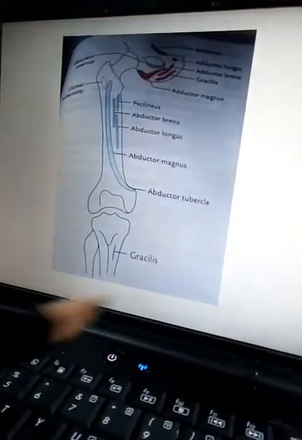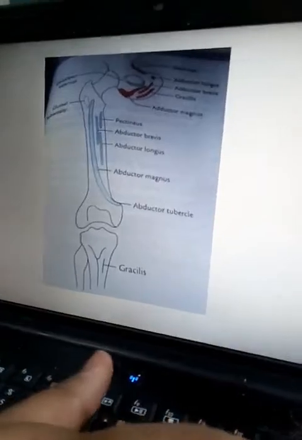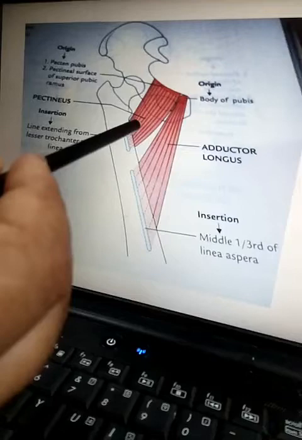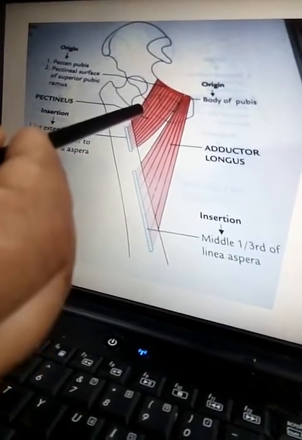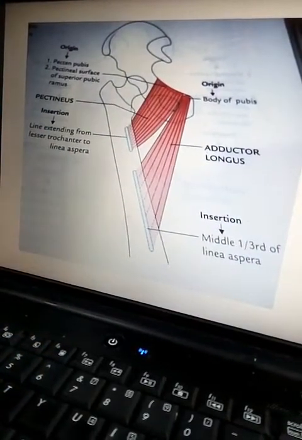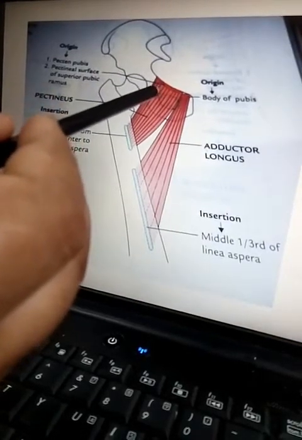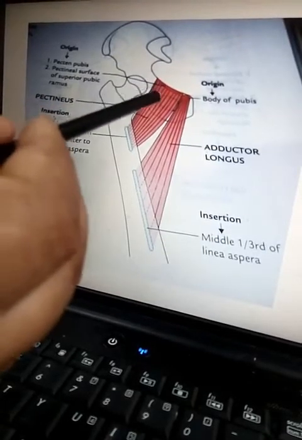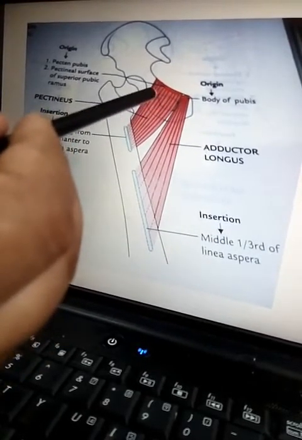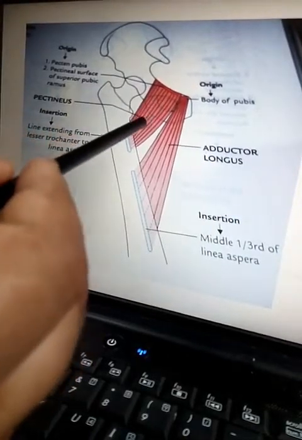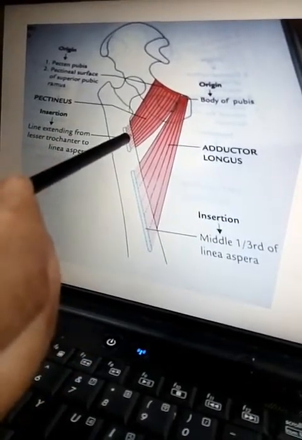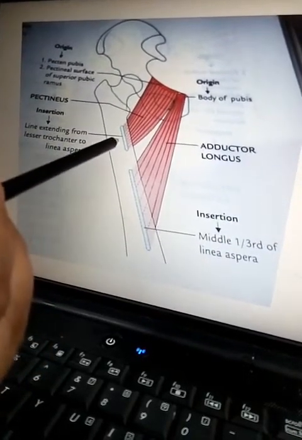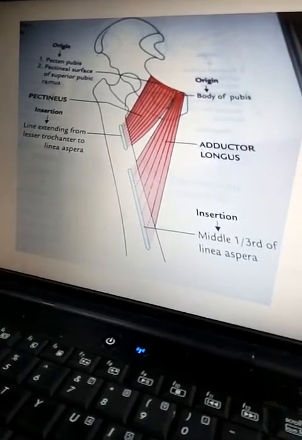Now pectineus muscle. Pectineus is a flat quadrilateral muscle which lies in the floor of the femoral triangle. It arises from the pecten pubis, upper half of the pectineal surface of superior ramus of the pubis and pectineal fascia. The muscle slopes downwards, backwards and laterally to be inserted along a line extending from the lesser trochanter to the upper half of the linea aspera.